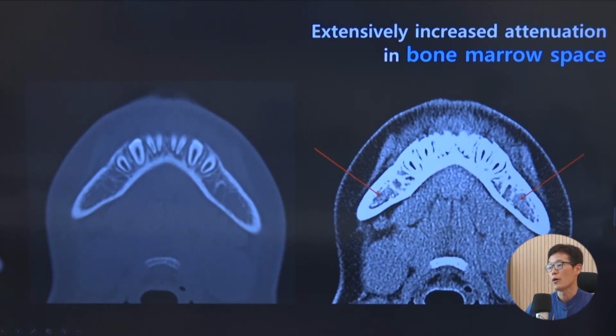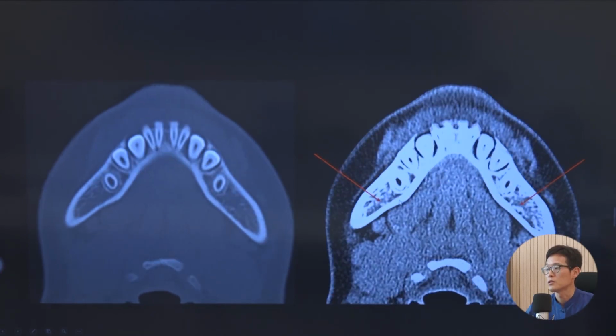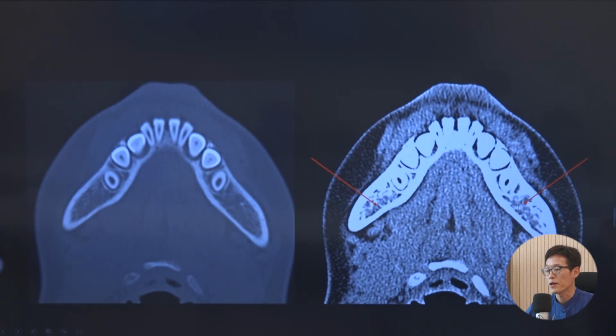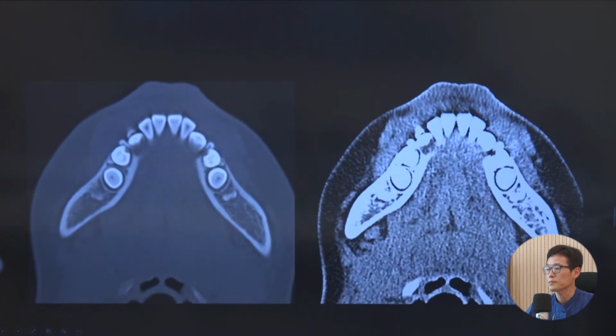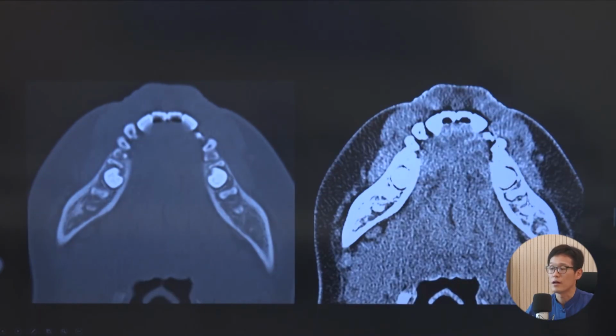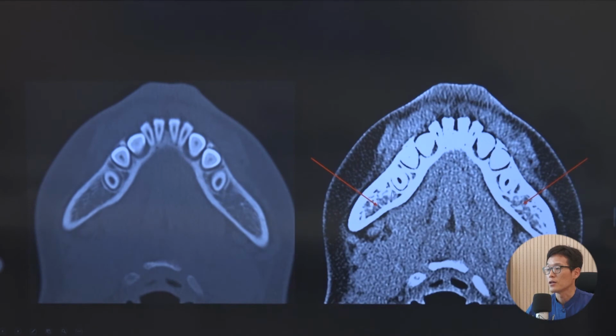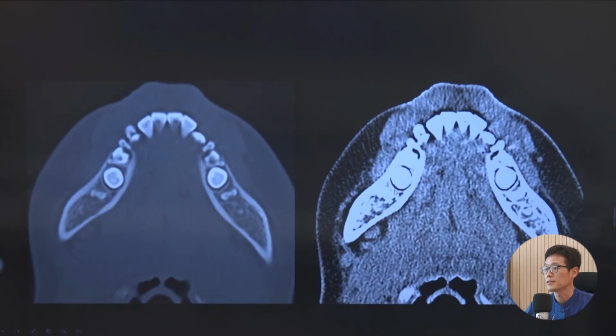Let's come back to our case. We can see extensively increased attenuation in bone marrow space throughout the mandible. So this is a pathological finding. Although there was no apparent pathologic bone change, this bone marrow change is a very important pathologic finding in this case.